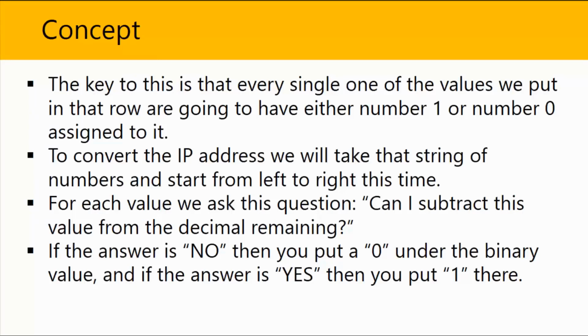The key to remembering this conversion is that every single one of the values we put in that row is going to have either the number 1 or the number 0 assigned to it. To convert the IP address, we will take that string of numbers and start from left to right this time. While writing the row values, you start from right to left, but during the conversion, you start from left to right. For each value, we ask this question: can I subtract this value from the decimal remaining? If the answer is no, you put a 0 under the binary value, and if the answer is yes, you put 1 there.